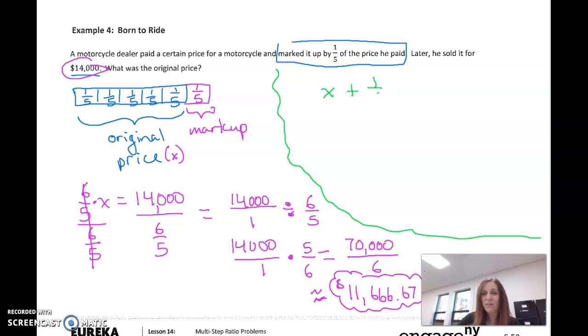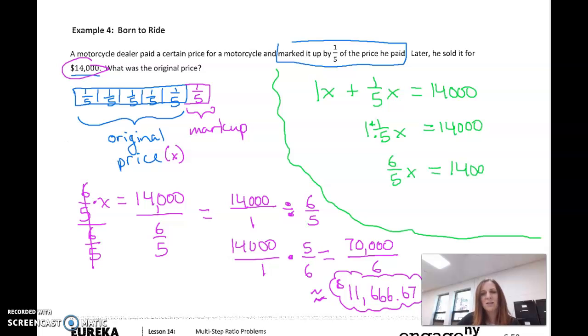He marked it up by a fifth. So I'm going to add 1/5 to it. So whatever the original price is plus a fifth of the original price. And if you want, you can put a 1 here because this is one whole original price plus a fifth of the original price. And when you put those together, that's a sales price. Original price, X, plus 1/5 of his original price, 1/5 X. Now this becomes 1 1/5 X if you add it together. But remember, we can't deal with mixed numbers, so if I go 5 times 1, that's 5, plus 1 is 6. This becomes 6/5 X.